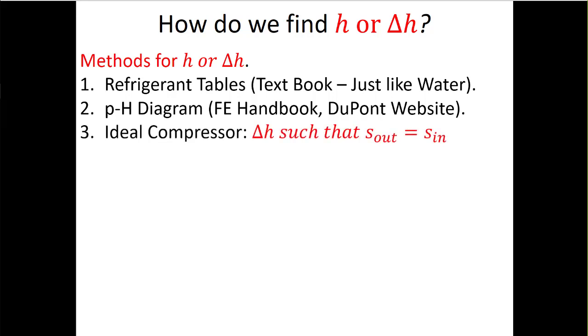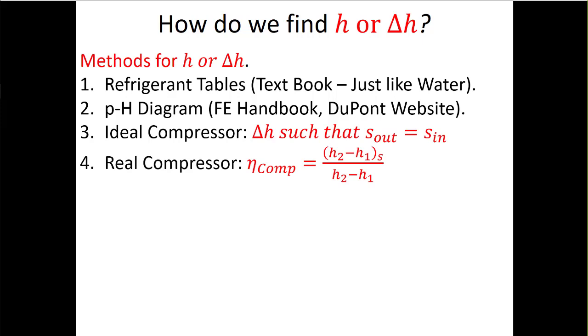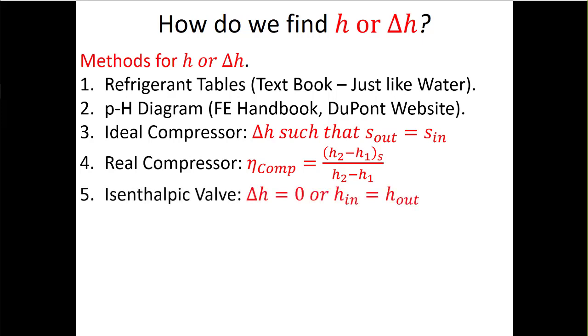If it's an ideal compressor, you need to know that it's then isentropic, so that delta S across that ideal compressor is 0. For real compressors, you'll have to know the isentropic efficiency. Remember, compressors are like pumps, so the ideal compressor goes on top because it consumes less power than the real compressor. Going through the valve is nice because it's isenthalpic. Delta H is 0. So once you know H3, you also know H4 because they're the same.